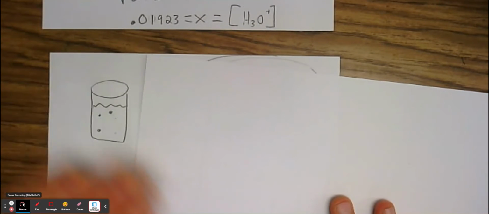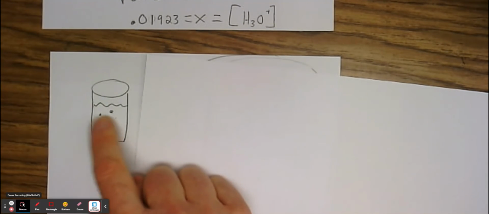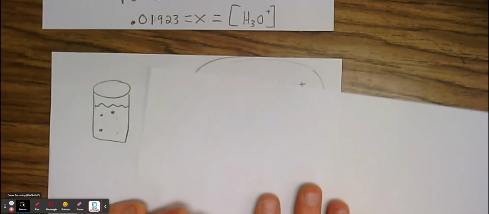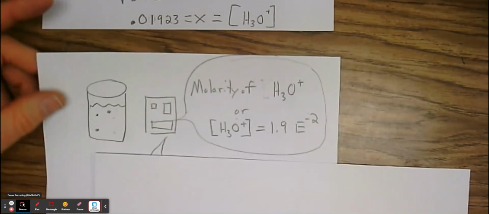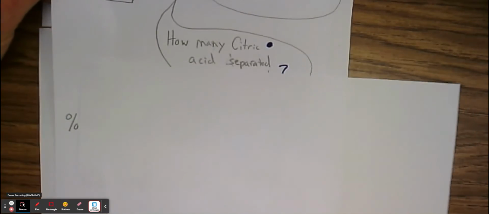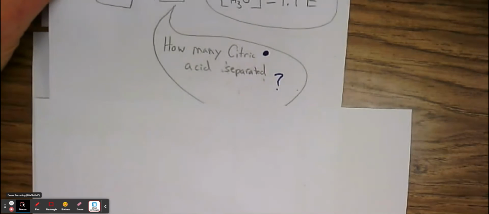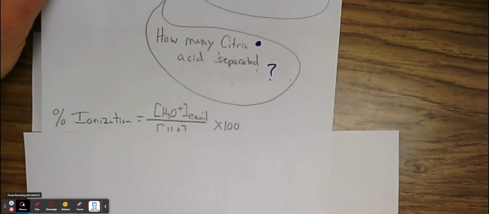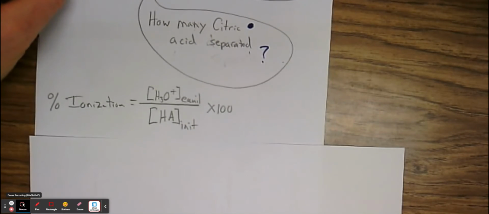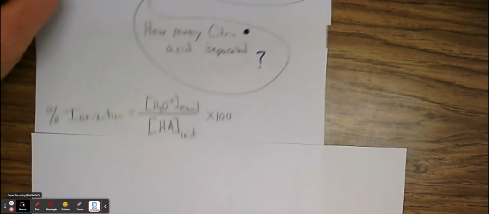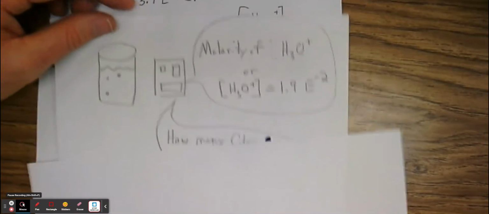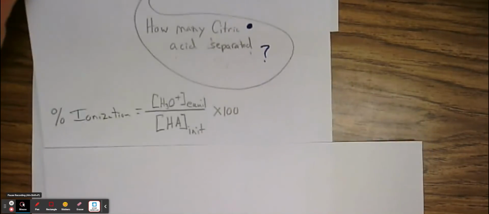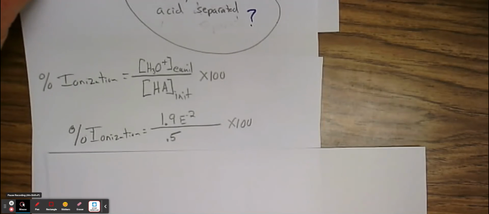So that's like how concentrated I am with hydronium, and that's its molarity. I want to know really though, what's the percent ionization? How many citric acids actually separated? So I remember my formula, this one, and then I plug this into that formula and the 0.5 molar for the initial concentration. So that's going to look like that.